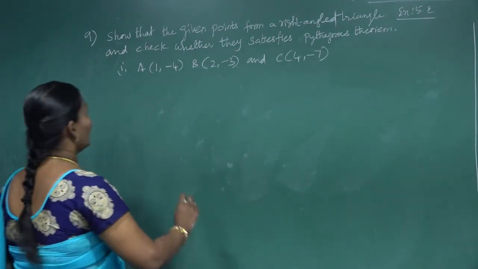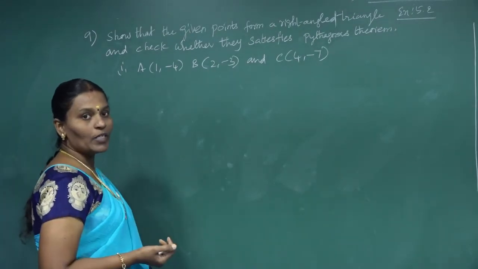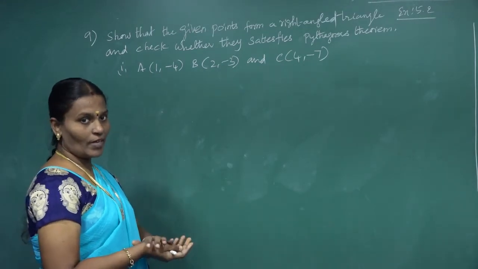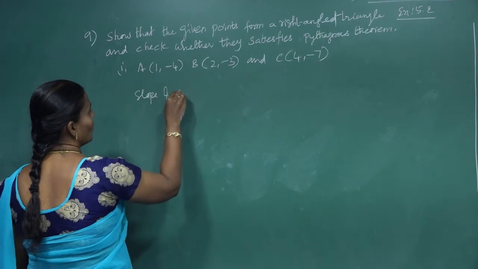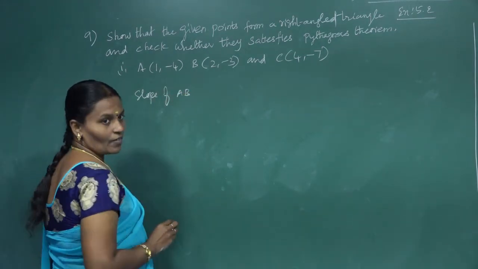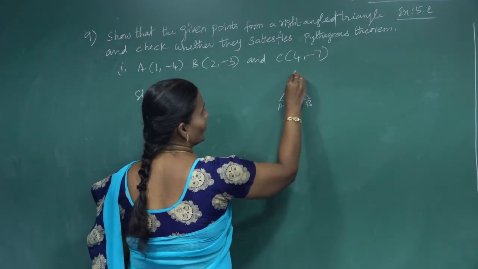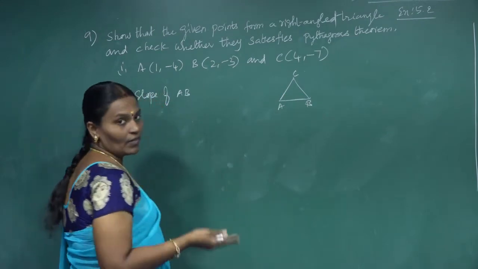Now, to prove the adjacent sides are perpendicular, first you have to find out the slope of those sides. First, the slope of AB. See, it's an ABC triangle. You consider it like this. We see which one comes as a right angle.